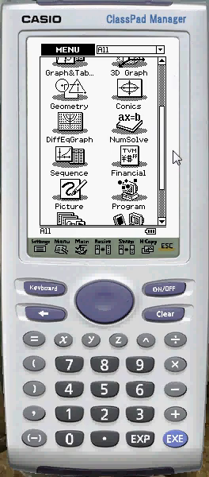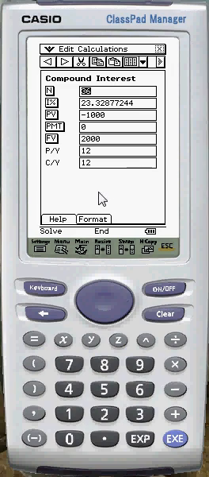This video is on how to use the Classpad 330 calculator to do compound interest calculations. When you turn your calculator on, go to the menu and then select Financial module. We'll then get this screen.